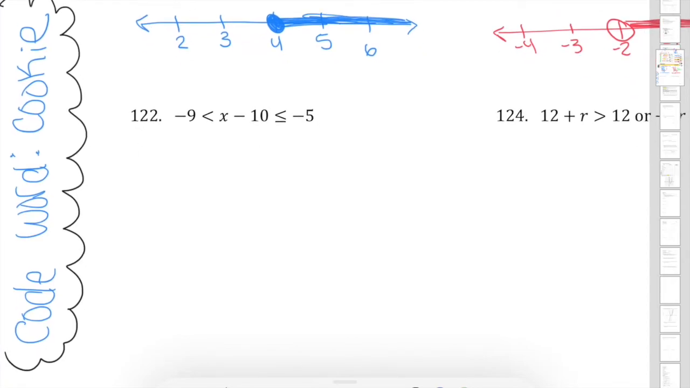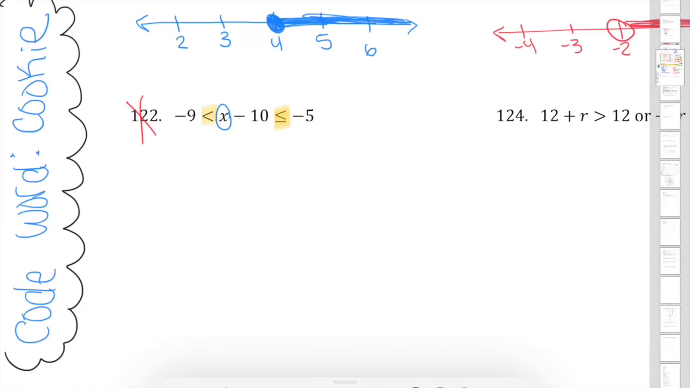And we're going to move into these last 2 examples. So 122 is rather difficult, and I will tell you right now, you really won't see something like this on a test or a quiz. But if you read through it, you'll see why it's kind of tough. So it's -9 is less than x minus 10 is less than or equal to -5. There are 2 inequality signs in the same problem.